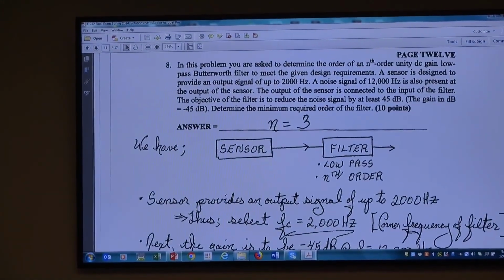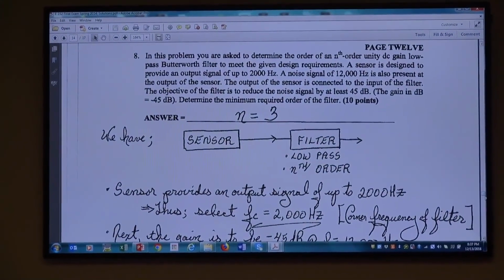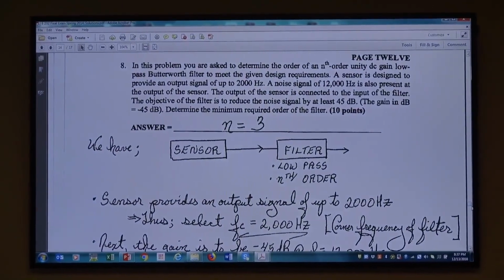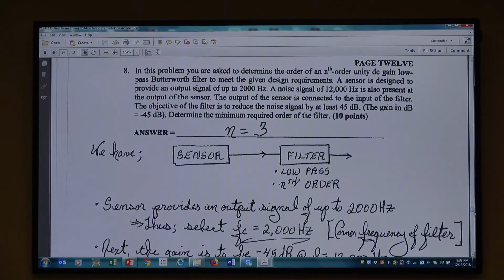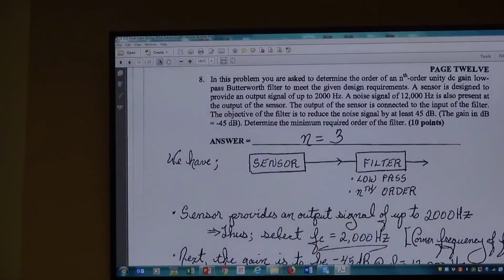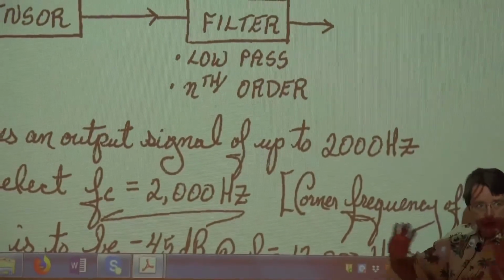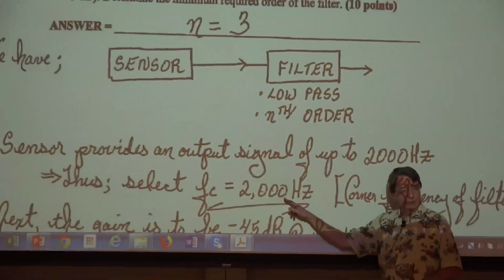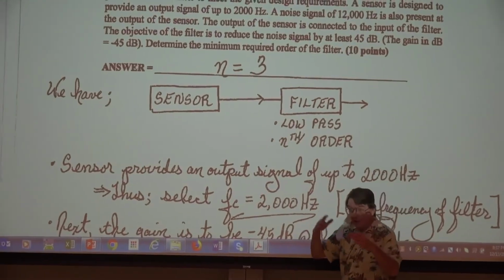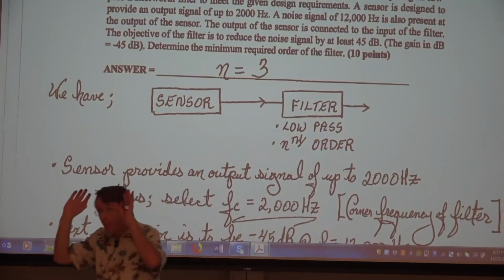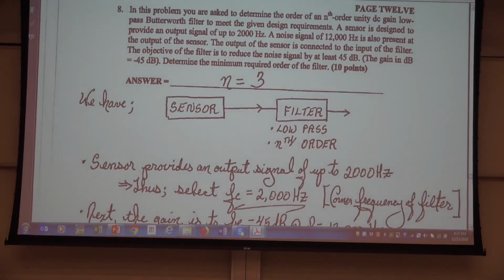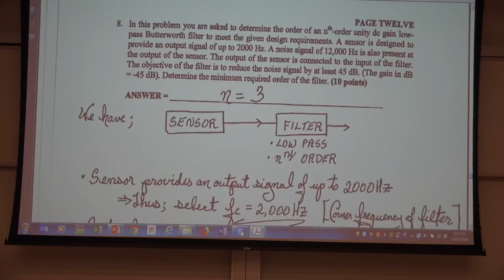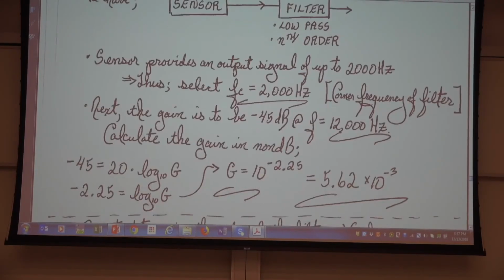So now we have a sensor connected to a filter, and it's a low-pass filter of order N, unknown order. So we have to figure it out. So this is an exam 1 question. The sensor has an output signal of 2,000 hertz. So to keep it simple, we select the corner frequency to be 2,000 hertz. Now, based upon our discussion, you might say, well, we really should pick it a little higher, but for this problem, we'll keep it simple. So we picked the corner frequency to be 2,000 hertz. Now, it says up on top, in all these words up on the top, that there's a noise signal at 12,000 hertz.